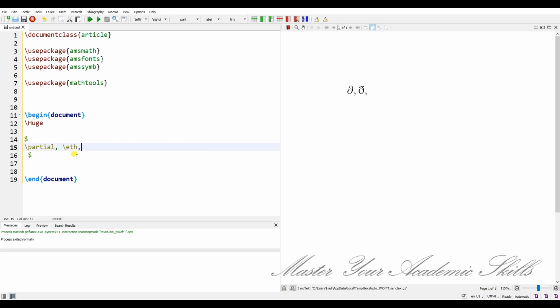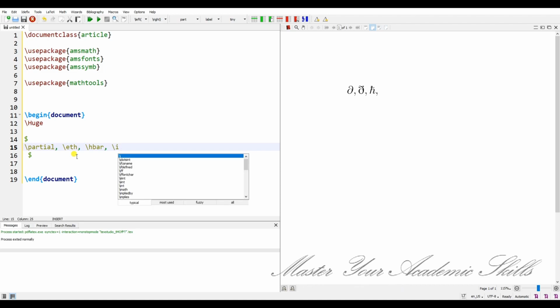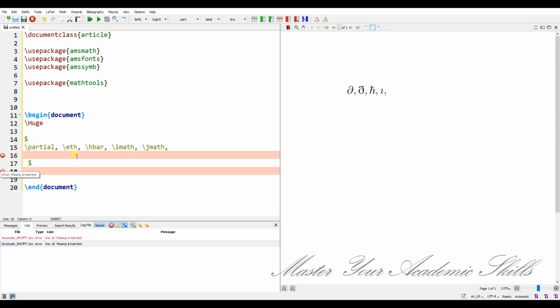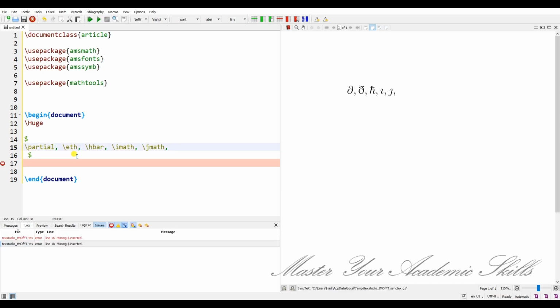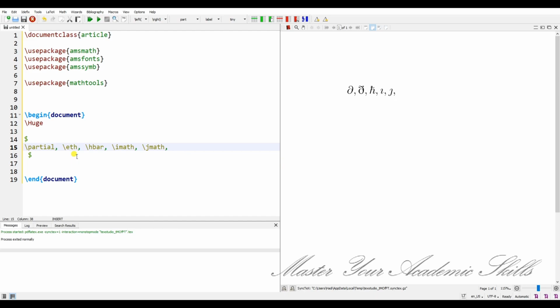Another one is H bar. Yes, H bar. Another one is this, for imaginary part or a different form of math. Here's the name: I math. Yes, this is I math. We have another one, J math. I should not add a blank line in the mathematical expressions. So if I compile it, I have J math.